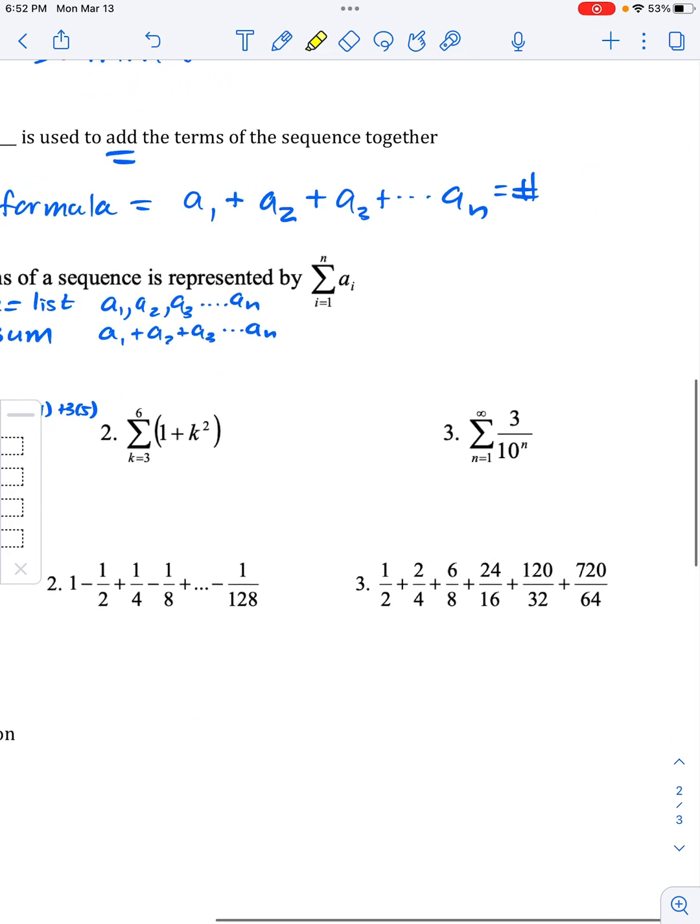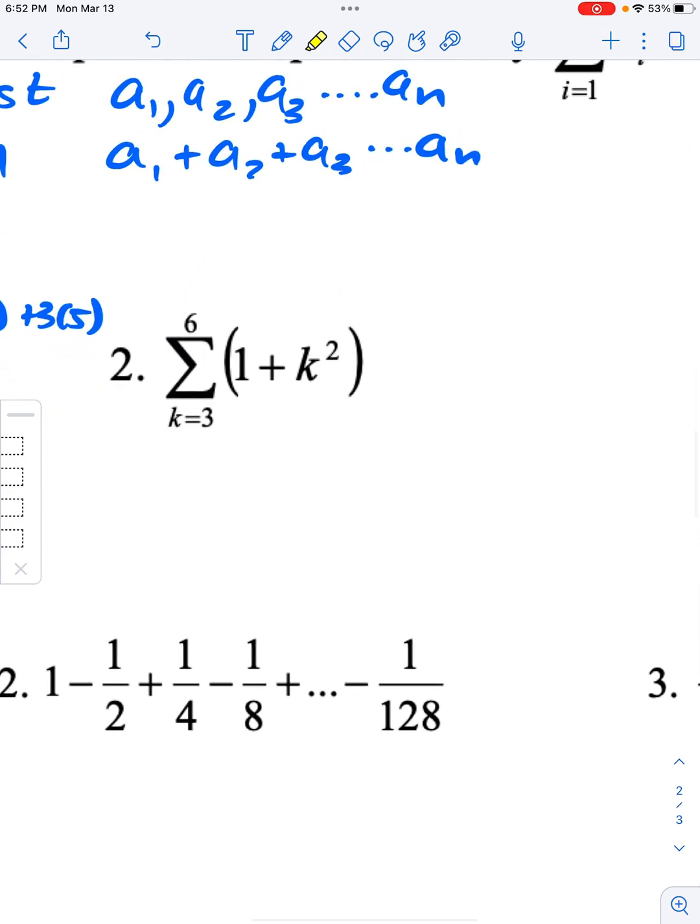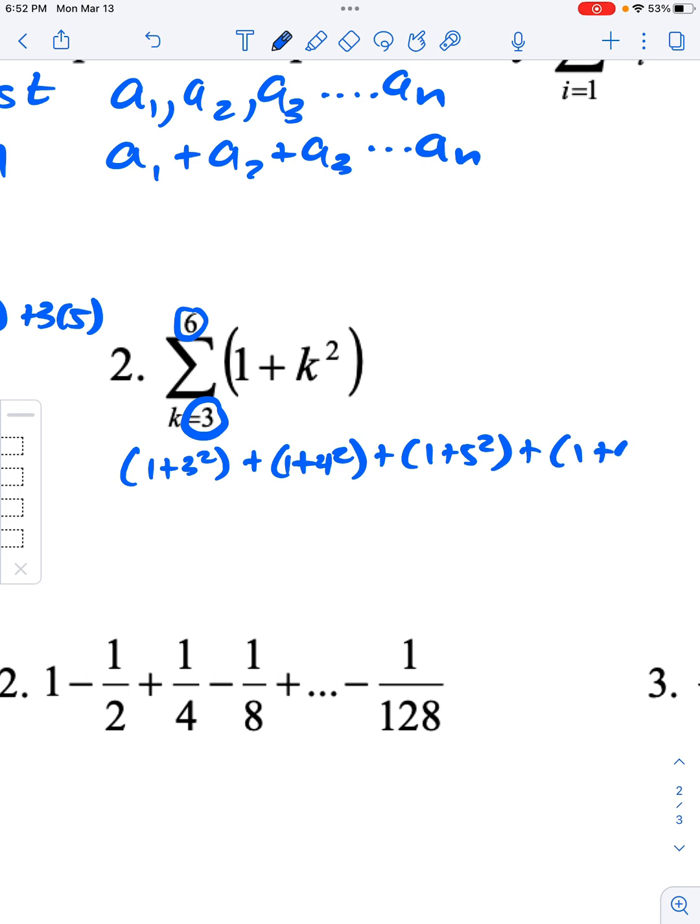All right, let's keep rolling. And again, once you get how to do this, you certainly can just hop to your homework. So here I'm going to start at 3. Be careful. We get in the habit, I know I do, of assuming it starts at 1, but you can't. And then I'm going to stop at 6. So I'll have 1 plus 3 squared, 1 plus 4 squared, plus 1 plus 5 squared, and 1 plus 6 squared. So this will be 10 plus 17 plus 26 plus 37.